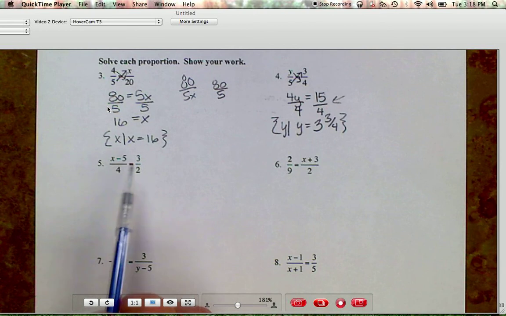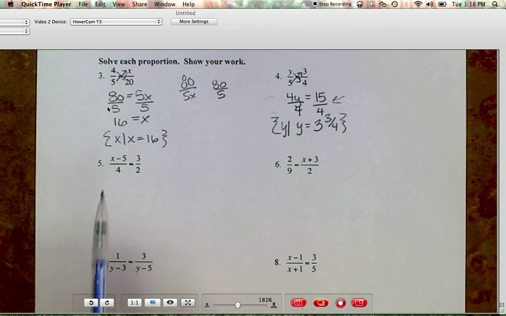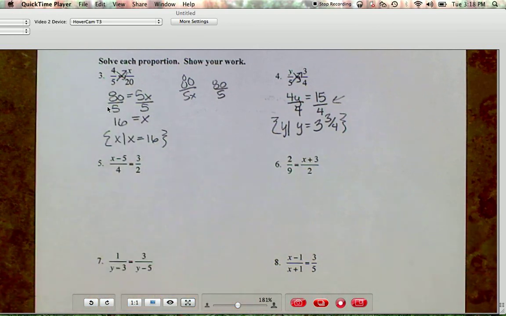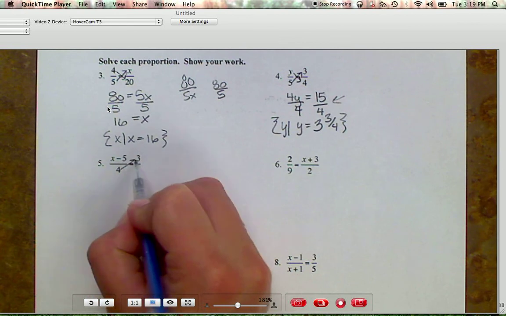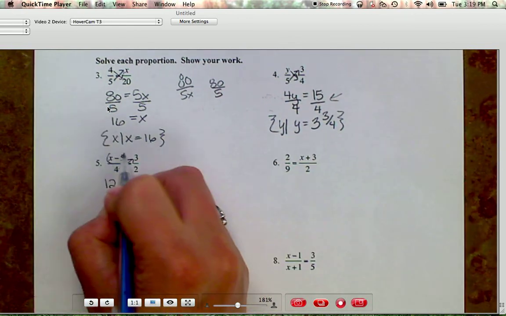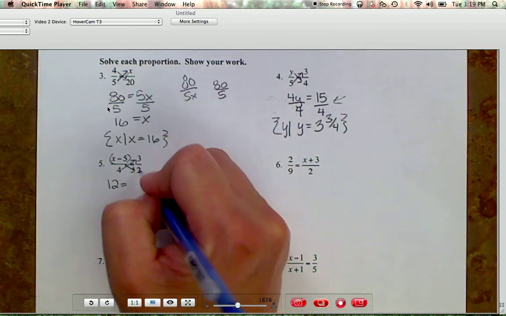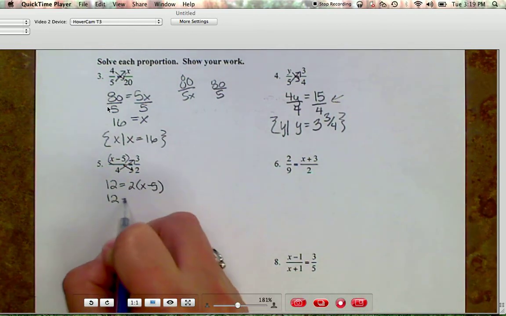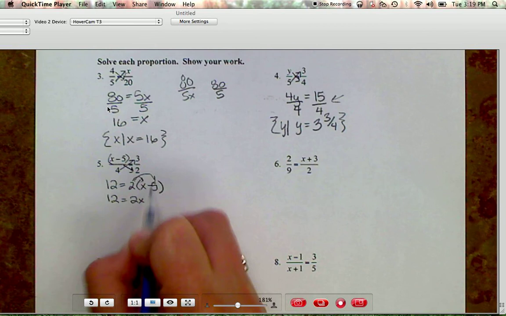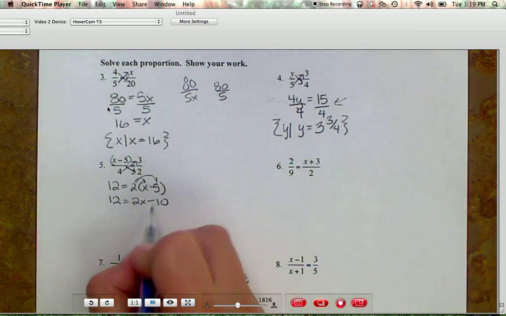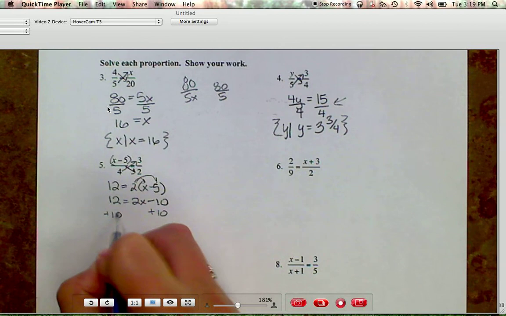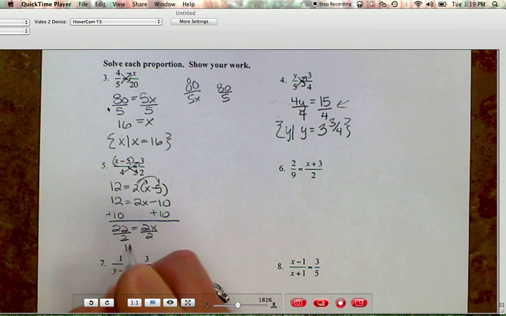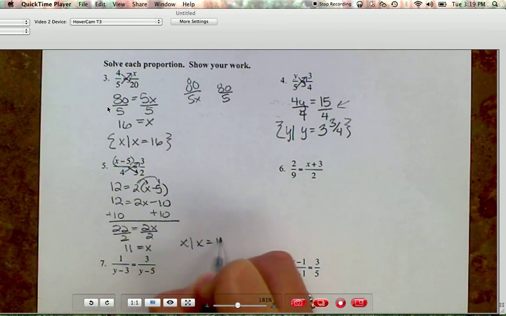Now here is where it's extremely important that you follow these steps up here. When you cross multiply, that you set them equal to each other. So we cross multiply this way, 4 times 3, and we get 12. But when you cross multiply this way, you've got to remember to distribute, because what we're really doing is 2 times x minus 5. So we distribute there. 12 equals 2x minus 10. And then we finish solving by undoing addition and subtraction to get 22, and then divide both sides by 2 to get 11. So x equals 11.